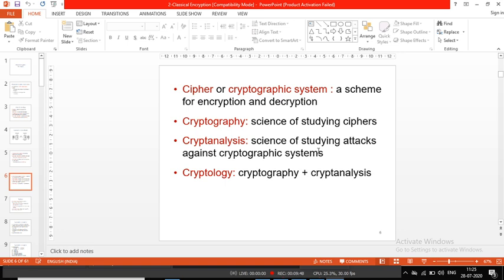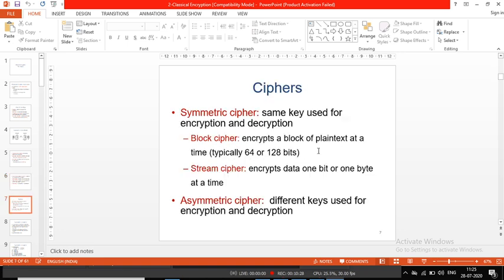Okay, so these are some of the important terminologies in our network security. In the first class itself we have discussed about that. Cryptography is nothing but the science of studying ciphers. Cryptanalysis is nothing but the science of studying attacks against cryptographic systems, okay. What are the attacks and how the attacks are going to affect the systems? These are some of the studies. Cryptanalysis is analyzing the concepts of attacks and other things in those systems. That is called cryptanalysis. Cryptology is the study of both cryptography and cryptanalysis, right?